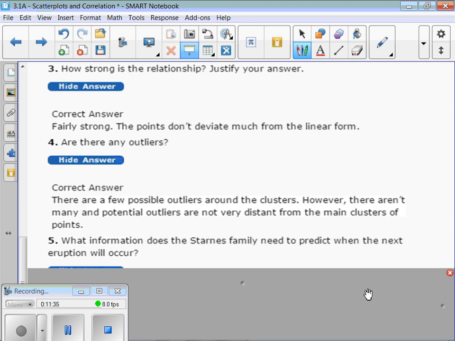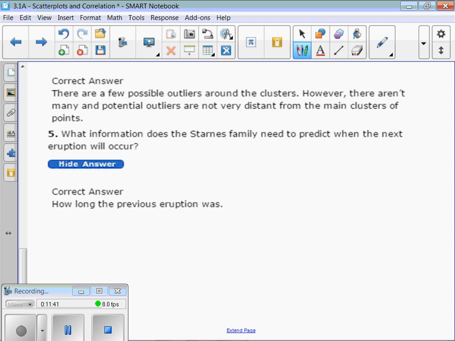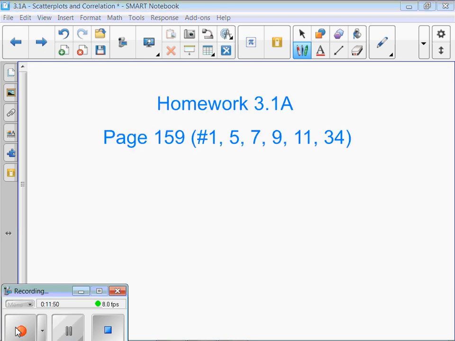What information does the Starnes family need to predict when the next eruption will occur? In order for them to predict how long they're going to wait, they have to know how long the previous eruption was. Okay, and that's it for the scatter plot.